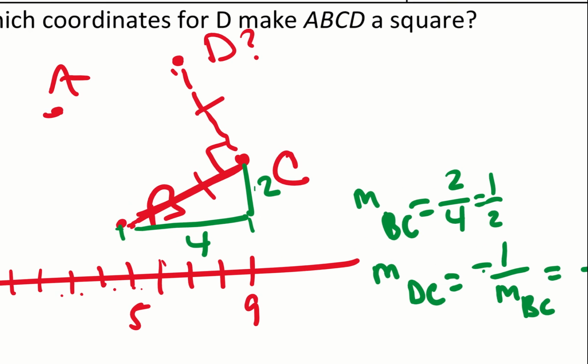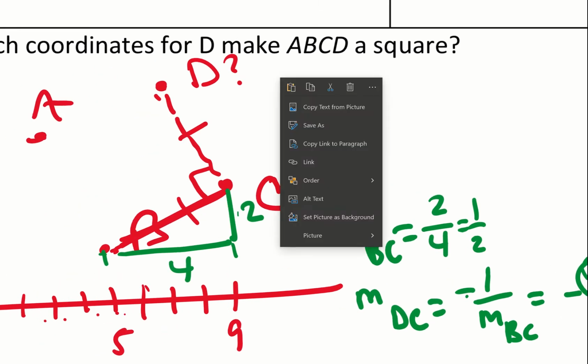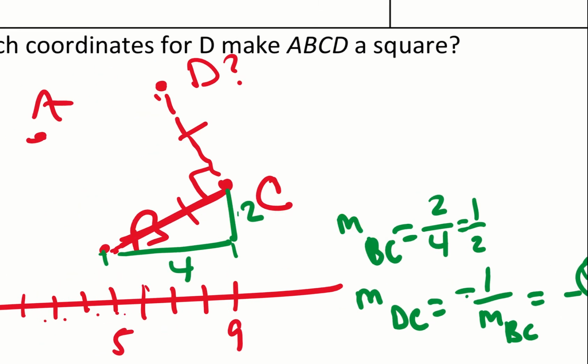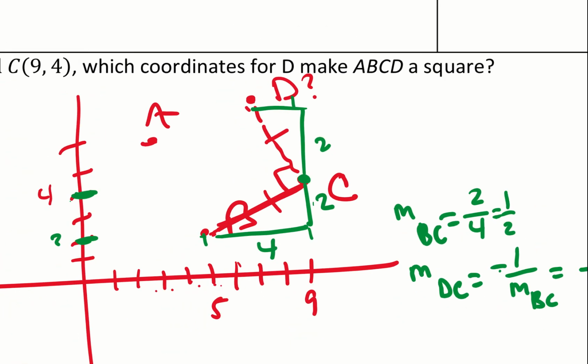And that's exactly what I want to do. I want to go 2 up and 1 left, because the rise is a 2. So I'm going to go 2 up and 1 left. And if I did that, I know the coordinate for C is 4, so if I go 2 up, then I'm at 6, right?